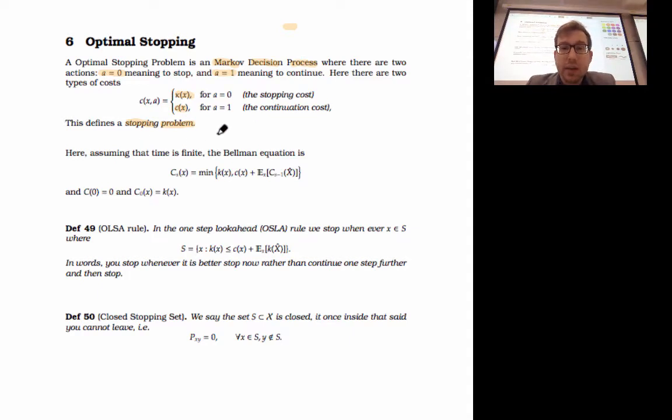If we assume that time is finite, then the Bellman equation for this type of problem, where we're solving it over S time steps, which we did previously in the examples class yesterday, is of the following form. If C_S is the cost function where I have to stop in S steps, the optimal value function, it's a minimum cost problem, so we're minimizing.